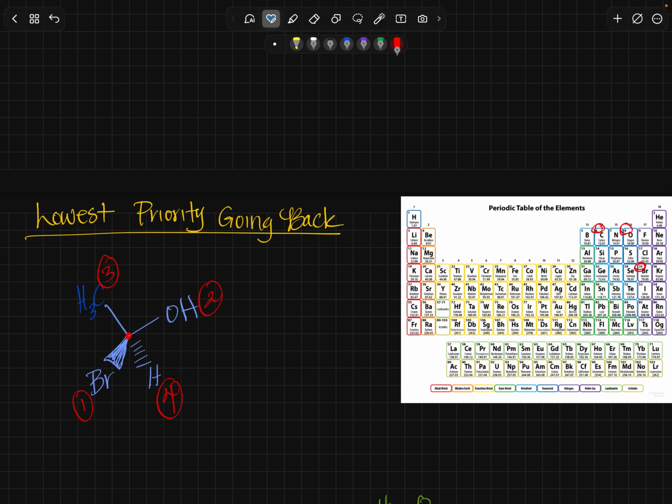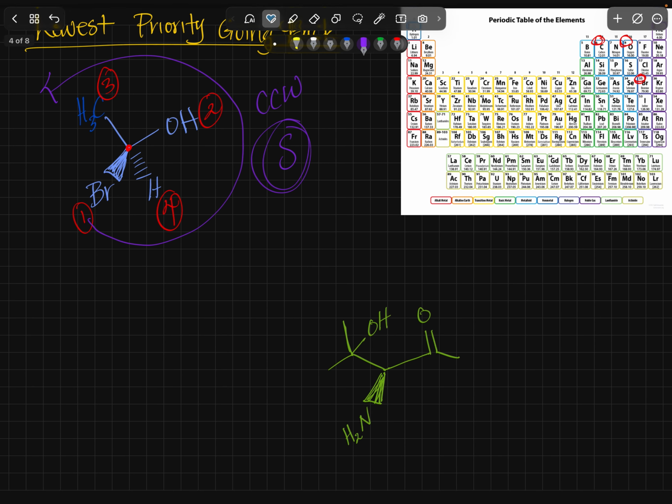We make sure that our lowest priority group is going back. In this case, our hydrogen, our fourth priority group, is going back. So what we do is we just number from 1 to 2 to 3. This rotation is counterclockwise, so our designation is S. Okay? Let's look at another example.